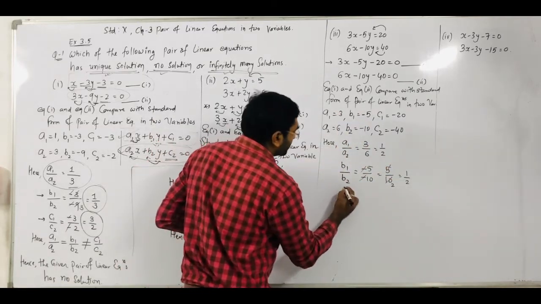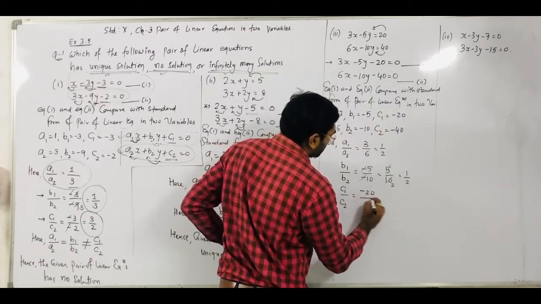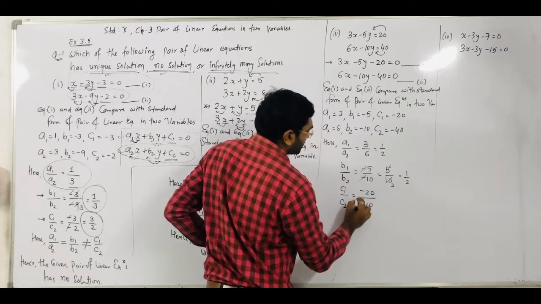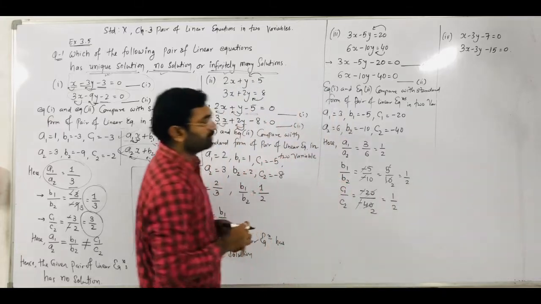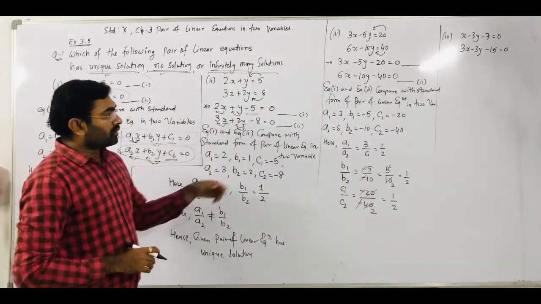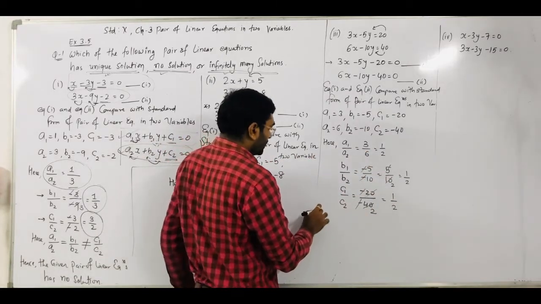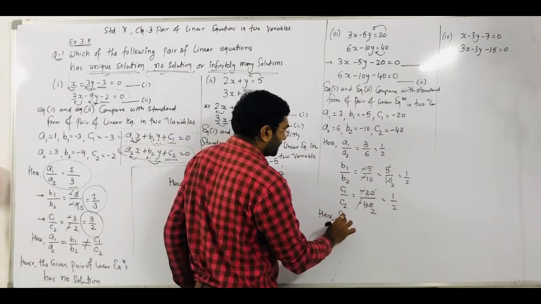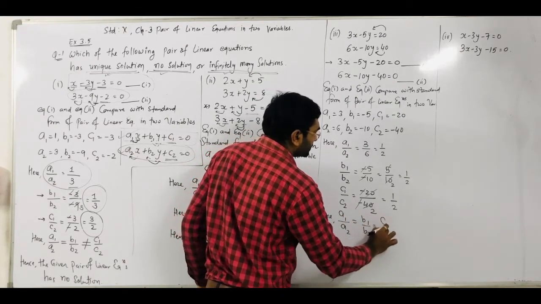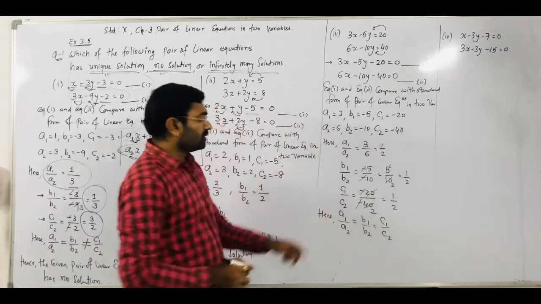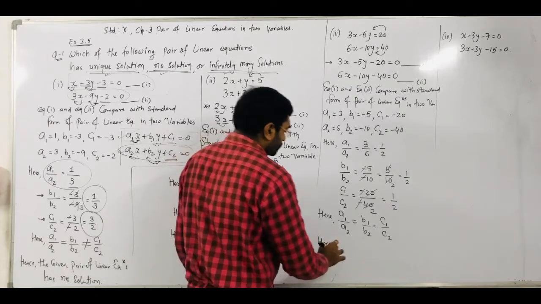So we also have to find the c1 upon c2 value. The c1 value is 20 and the c2 value is 40. So 20 twos are 40. So we get 1 by 2. So we observe all the ratio values are 1 by 2, 1 by 2 and 1 by 2. So here all ratios are equal: a1 upon a2 is equal to b1 upon b2 is equal to c1 upon c2. So which type of solution do we get? Hence we get infinitely many solutions.